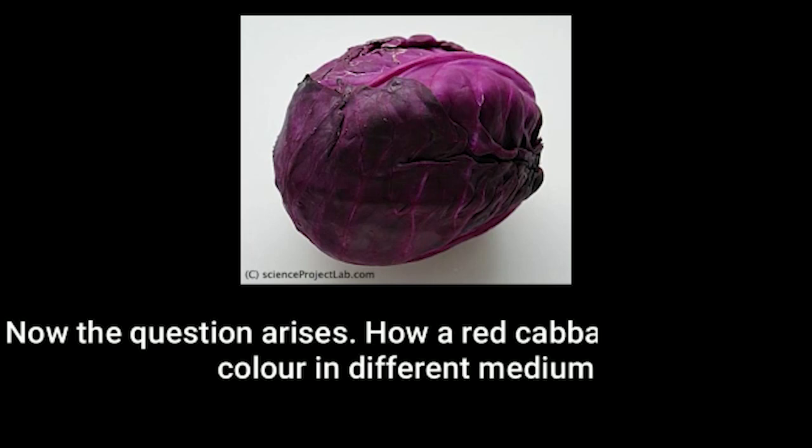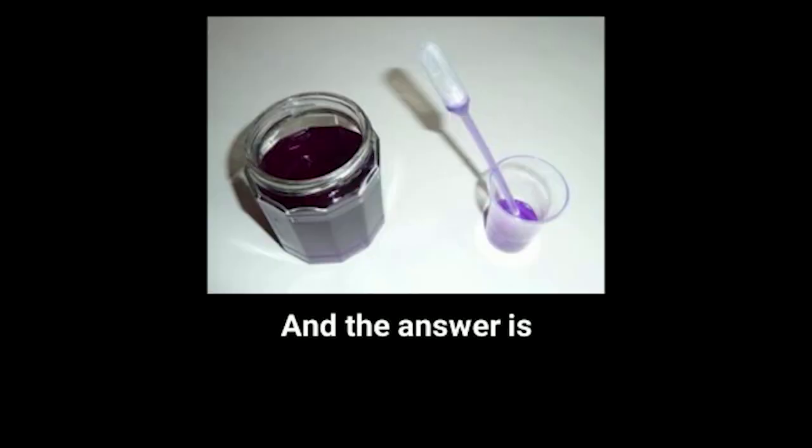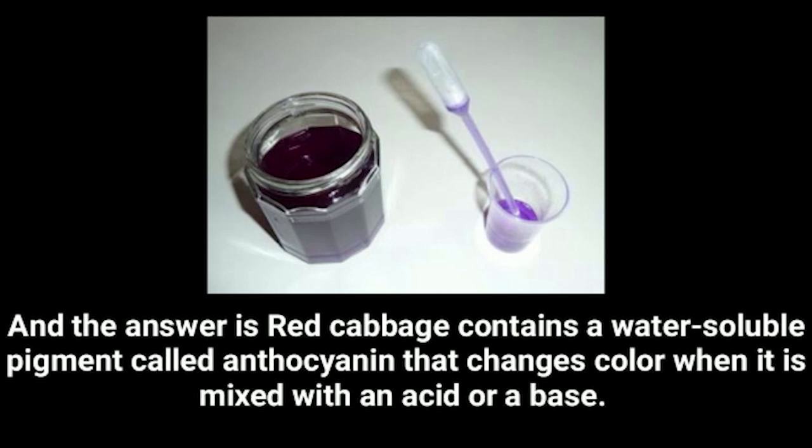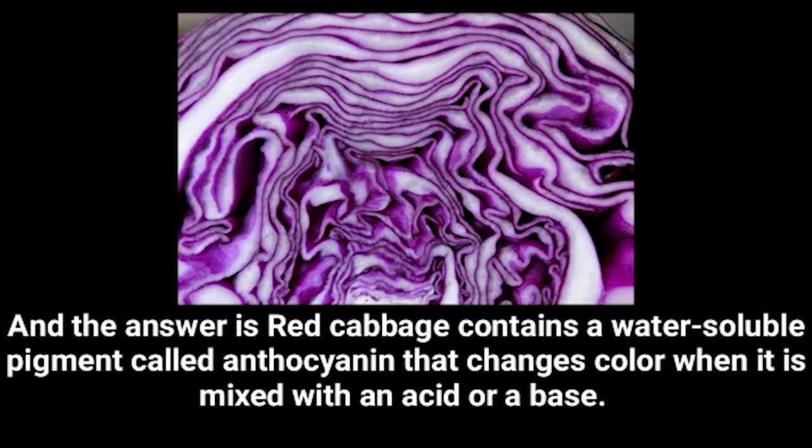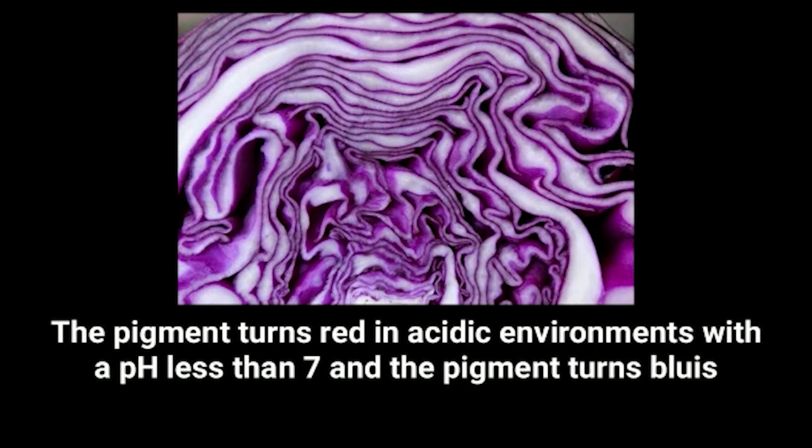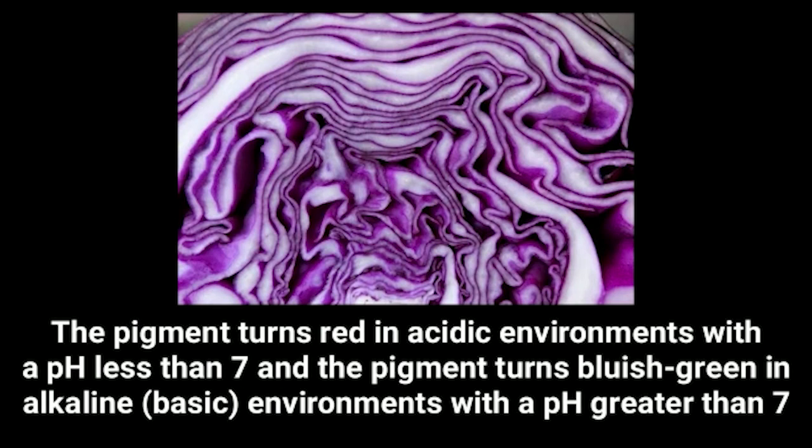Now the question arises, how does red cabbage change its color in different media? The answer is, red cabbage contains a water-soluble pigment called anthocyanin that changes color when it is mixed with an acid or a base. The pigment turns red in acidic environments with a pH less than 7, and turns bluish-green in alkaline environments with a pH greater than 7. So let's test it out.